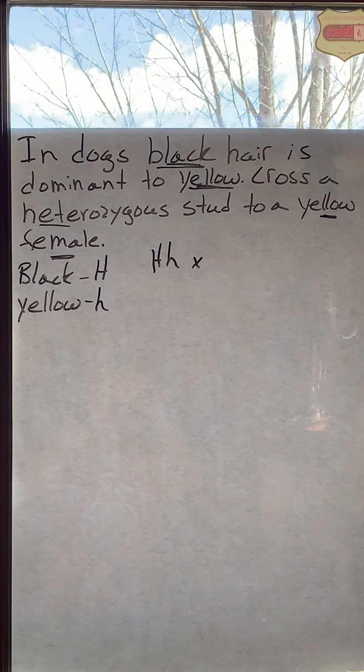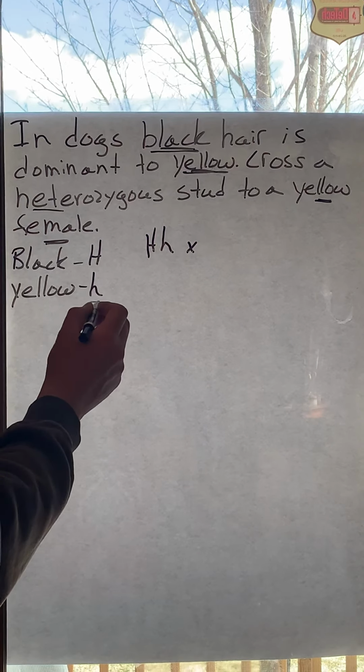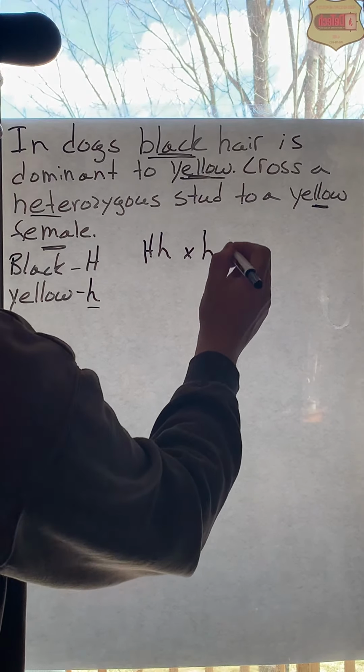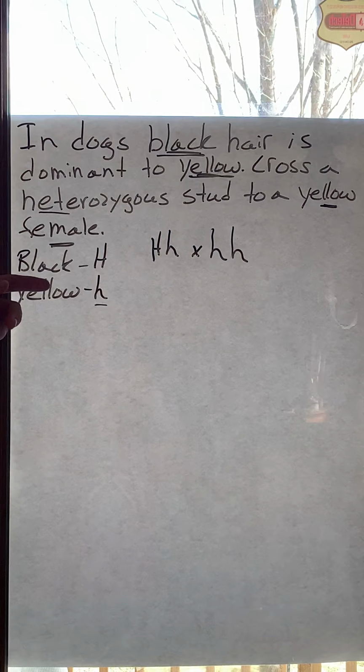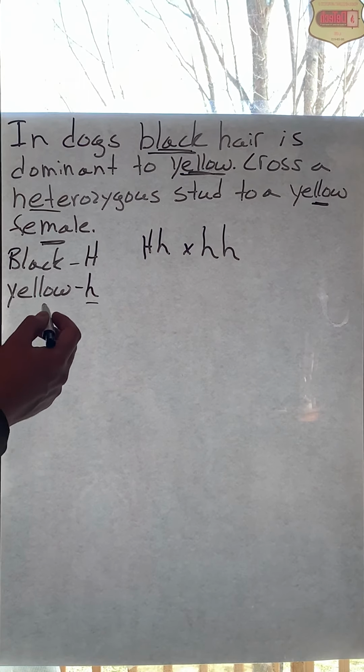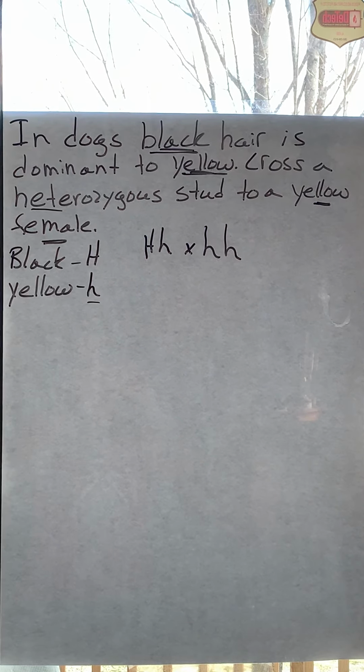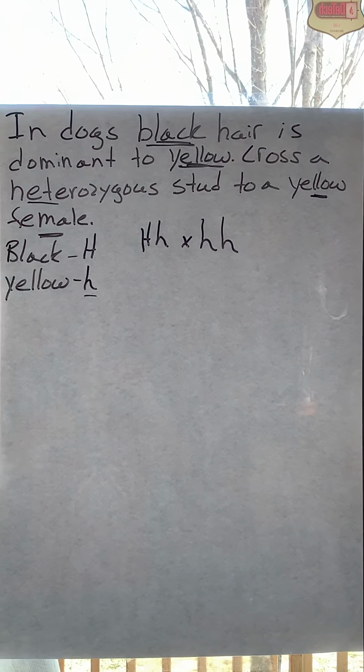I wanted to keep it classy here, so I didn't use the term for an actual female dog. The only way we could get yellow is to have two little h's, so that's the genotype for our female. Again, we needed to know which traits were dominant. Black was dominant to yellow. Then we had to figure out the genotypes from those parents for this Punnett Square.